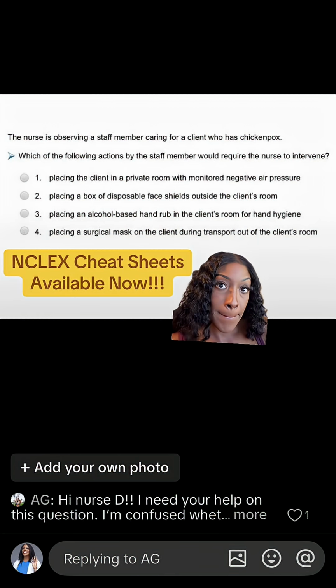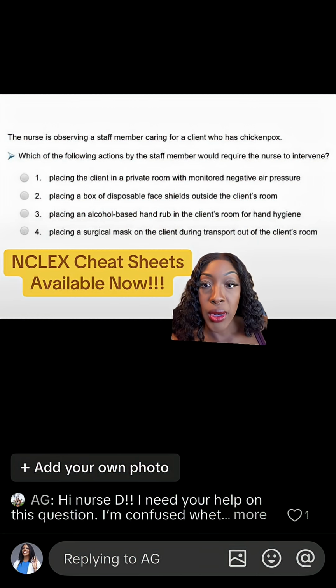What do you think? And guys, the correct answer is 2, because when a question asks you when you're going to intervene, well, guess what? You're only going to intervene if something's wrong. This patient has chickenpox. What's that? Varicella. Anyone with chickenpox, they're going to be on airborne precautions. They're going to be on contact precautions.